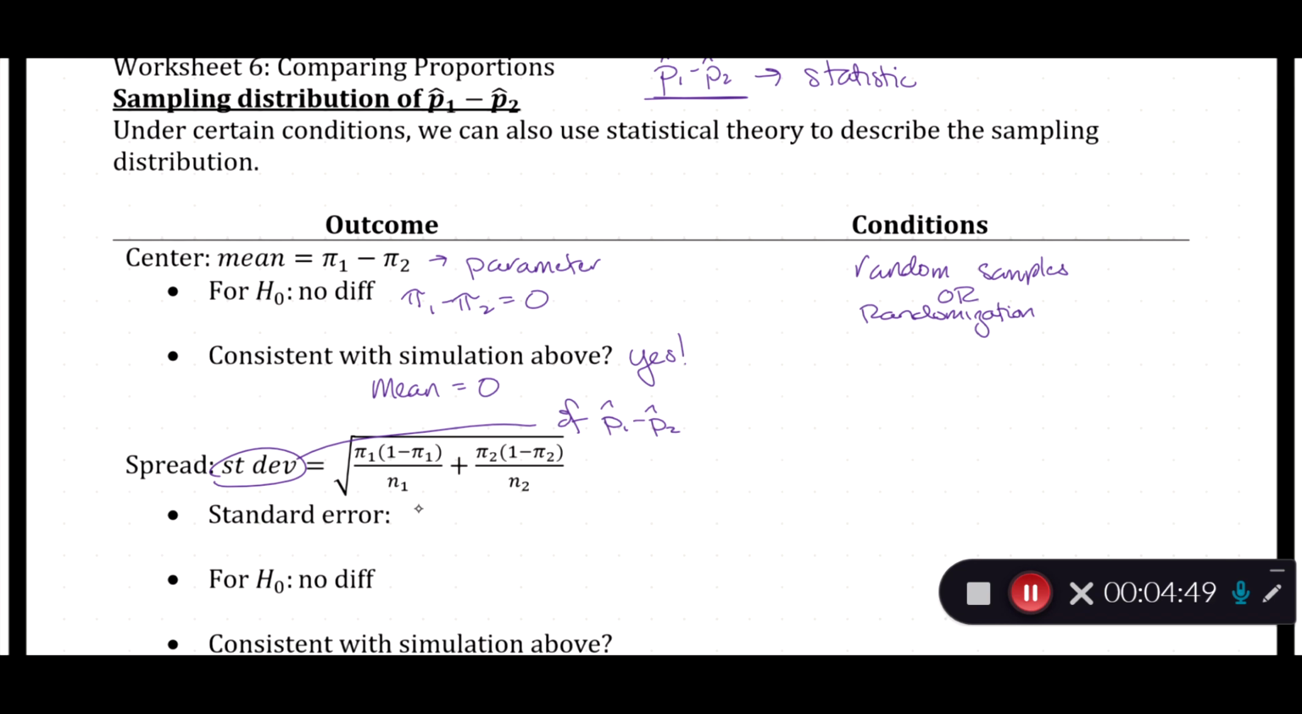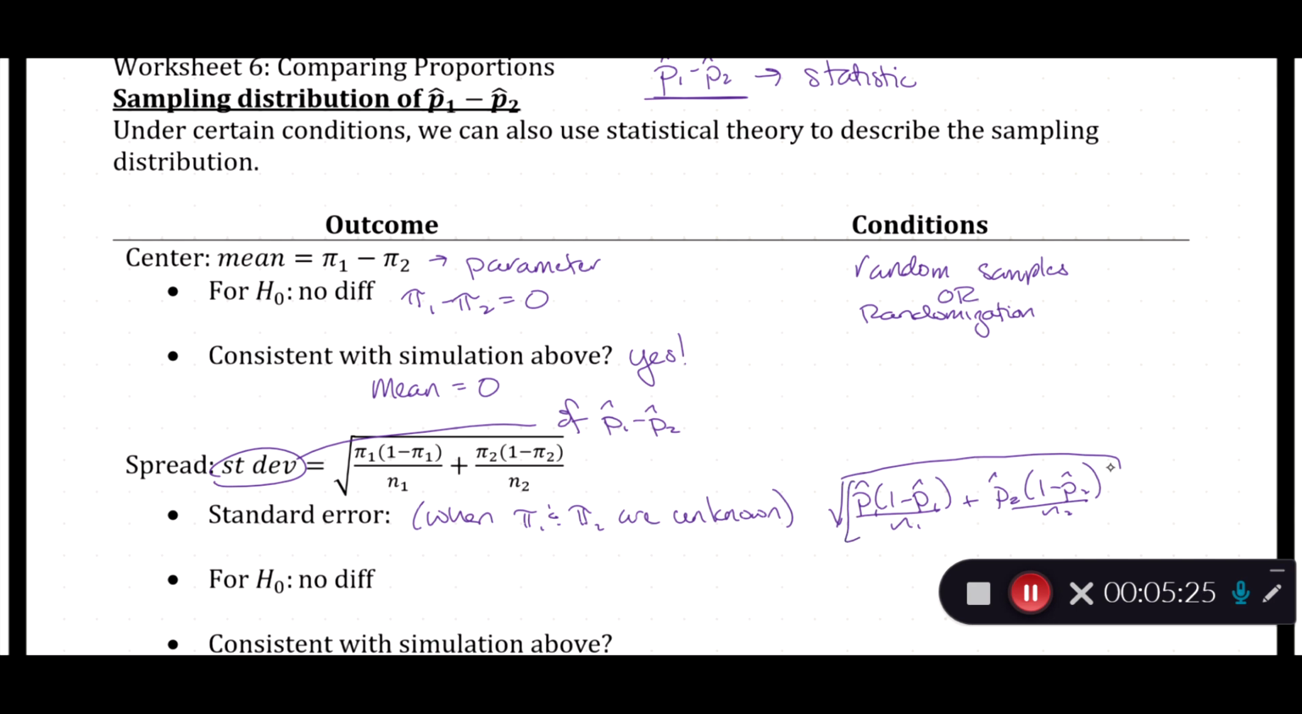When pi 1 and pi 2 are unknown, we have to use some sort of estimate. That might be the square root of p1 hat times 1 minus p1 hat over n1, plus p2 hat times 1 minus p2 hat over n2, all under the square root.